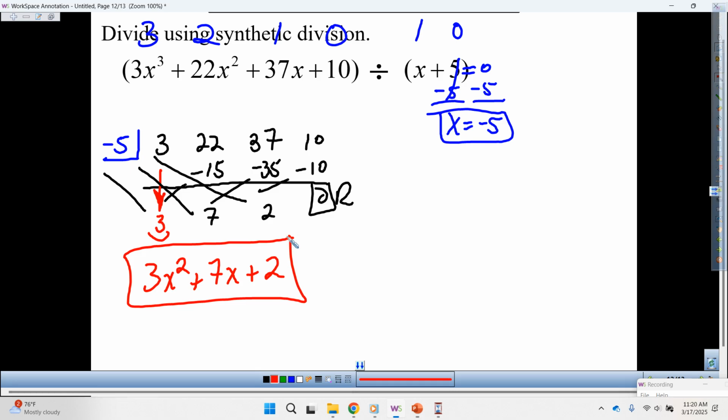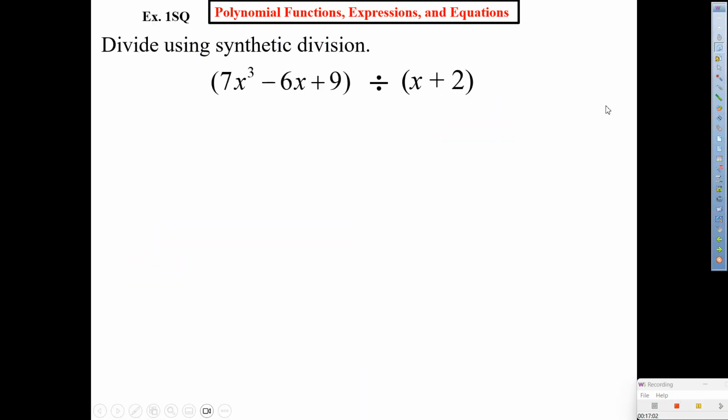Have you got that? All right, not bad, not bad. One more. Example 1 super cube, 7x cubed minus 6x plus 9 divided by x plus 2.